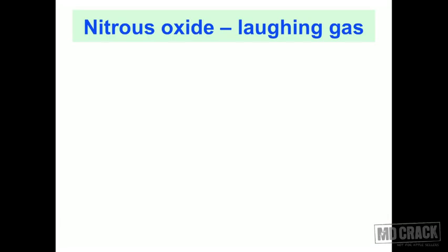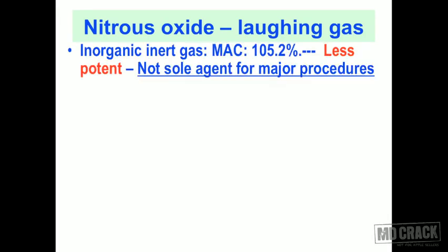As far as the other general anesthetics are concerned, we are left with one substance, and that's nitrous oxide. That's called your laughing gas. This is an inorganic inert gas with a MAC value of more than 100%, so it's a less potent general anesthetic.